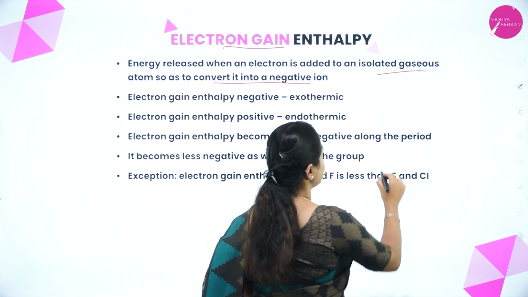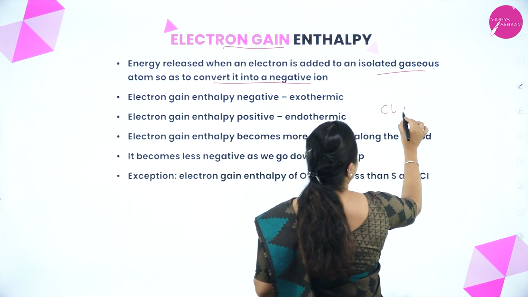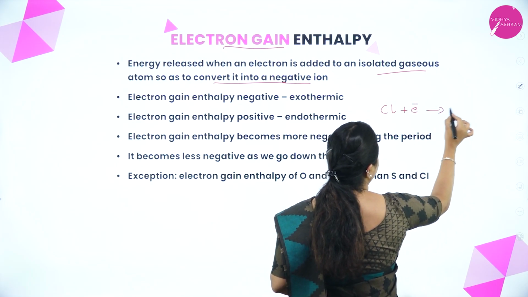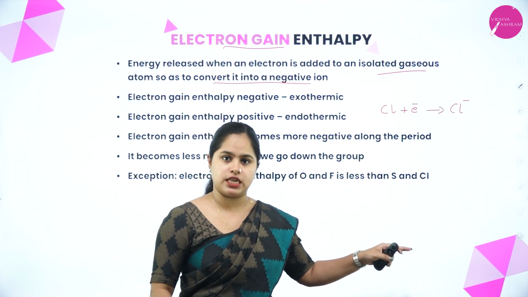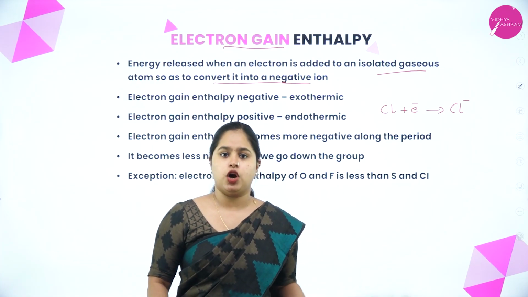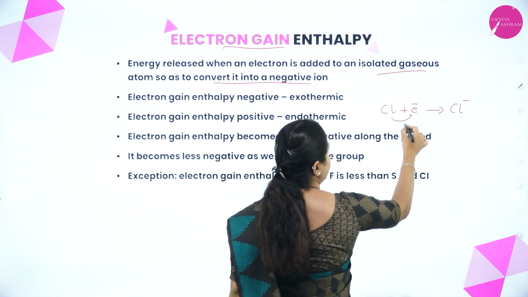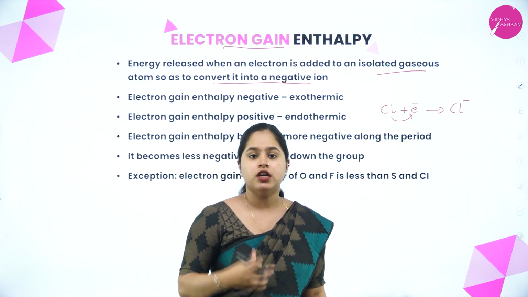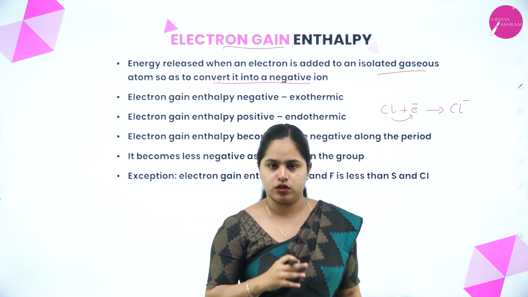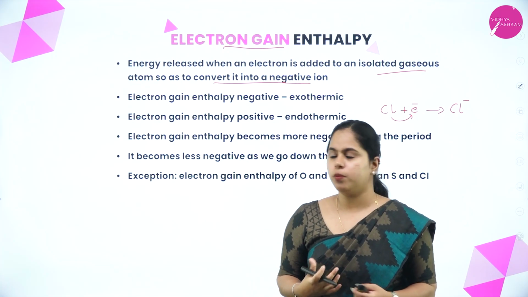Right. So let's take the example of a chlorine atom. An electron is accepted by it and forms a Cl- ion. When this process is happening, an amount of energy or enthalpy is released. Chlorine is accepting an electron, or gaining an electron, and forming a Cl- ion. So the energy released in this process is called electron gain enthalpy. I hope it is clear.